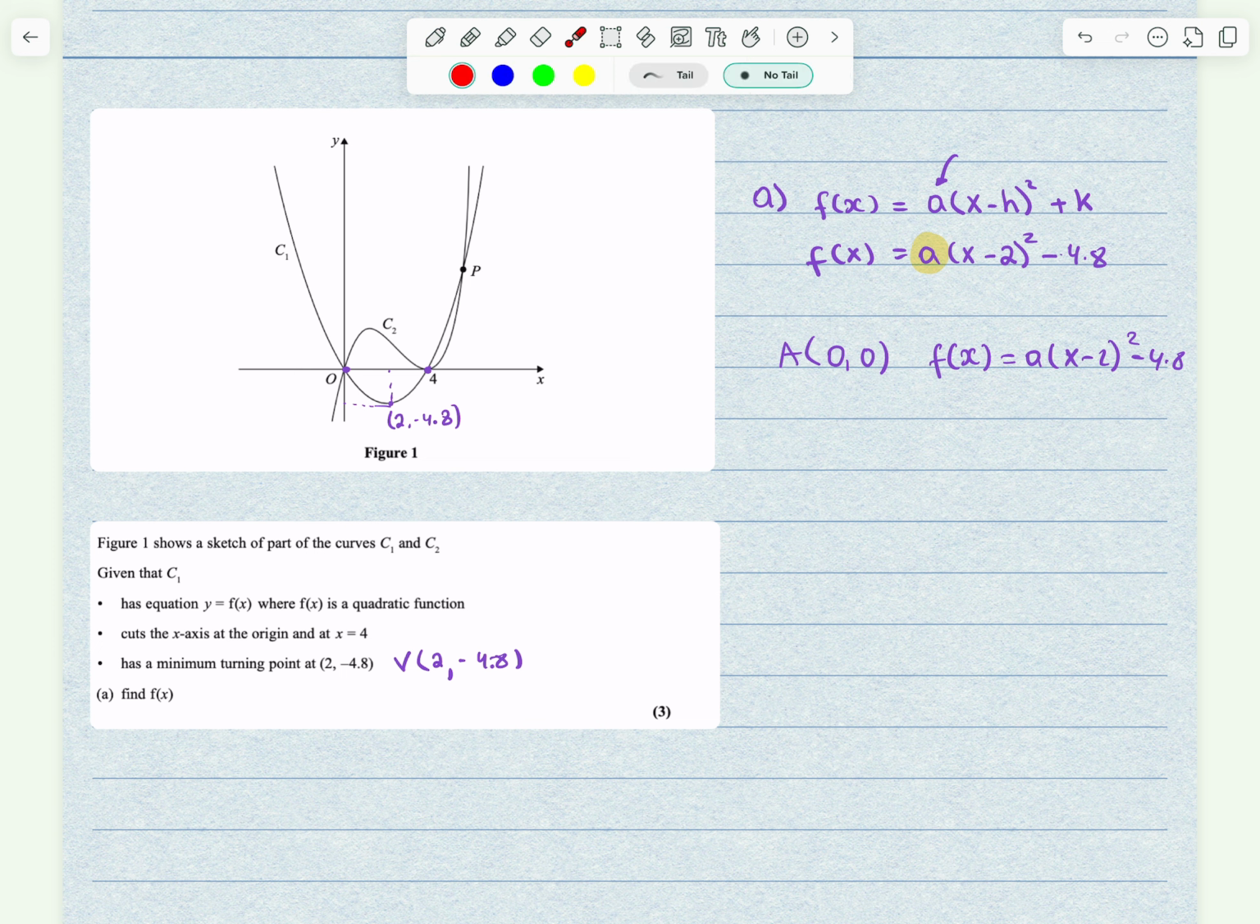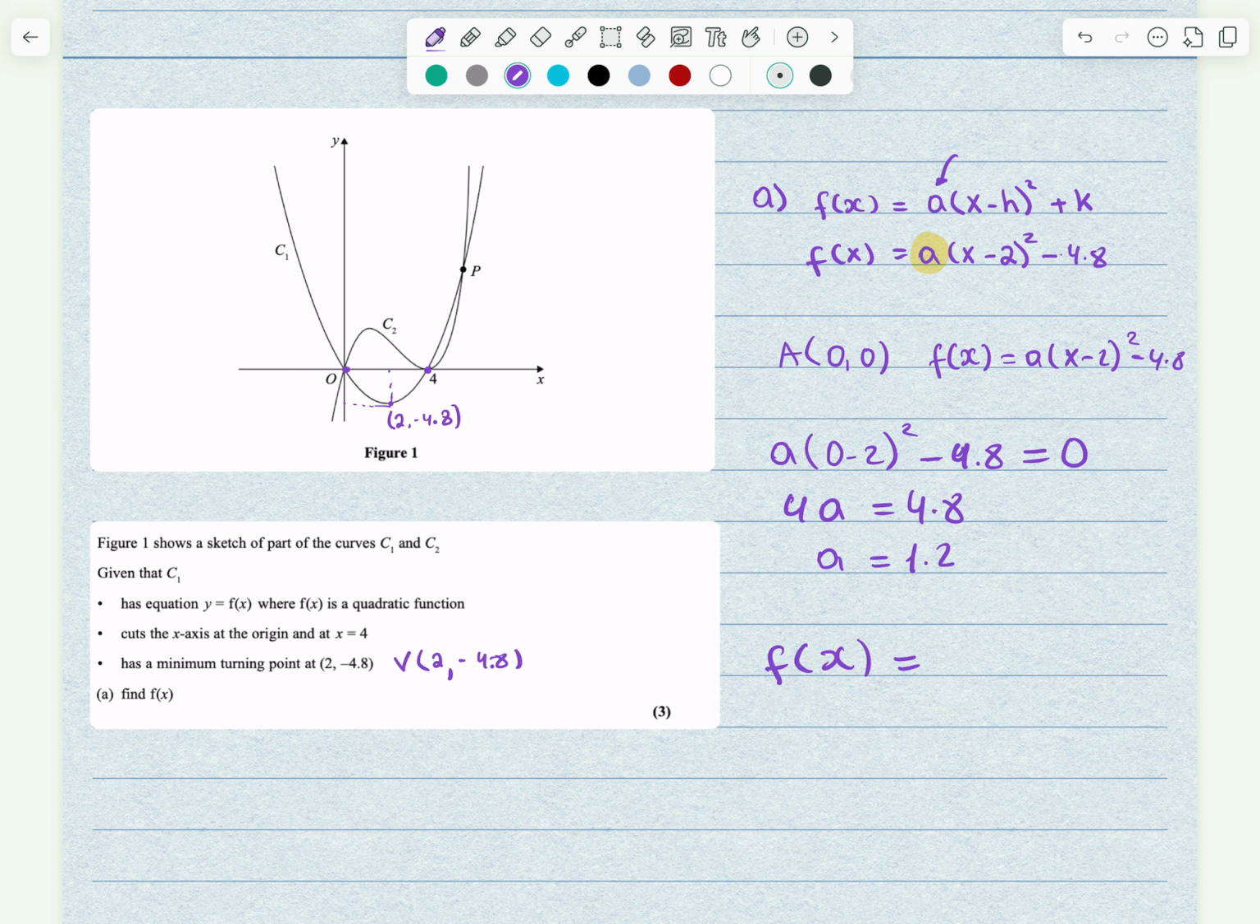This point means the x coordinate is 0. When x is 0, the whole thing, f of x, or you can call this y, is 0. So I can say a multiplied by 0 minus 2 squared minus 4.8 equals 0. That's going to be 4a equals 4.8, so a is going to be 1.2. So the equation of the function is 1.2 times x minus 2 squared minus 4.8. There are no specific requirements here, they do not ask us to expand it and write it as ax squared plus bx plus c.